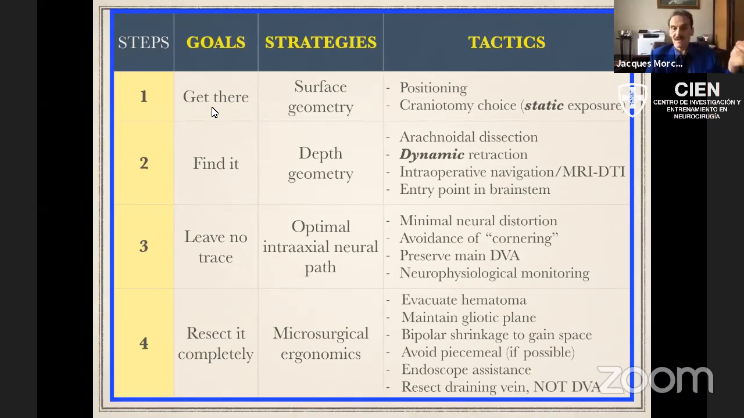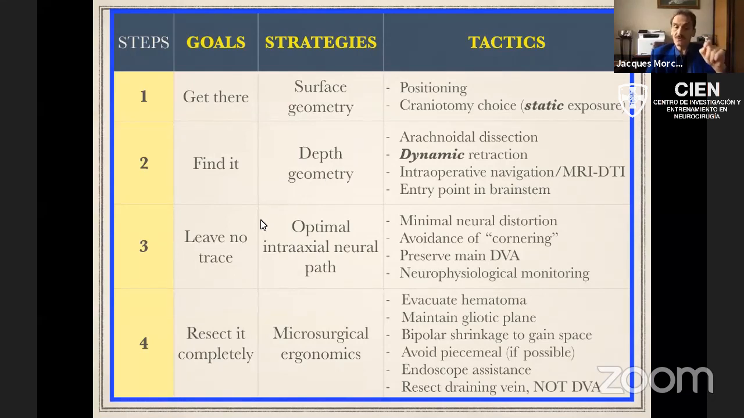So how do you get there? How do you find the cavernoma? You want to leave no trace after you've removed it, and you want to remove it completely. Those are your four goals. Because of that, you will have four strategies. To get there, you need to understand surface geometry. To find the lesion, you have to understand depth geometry.